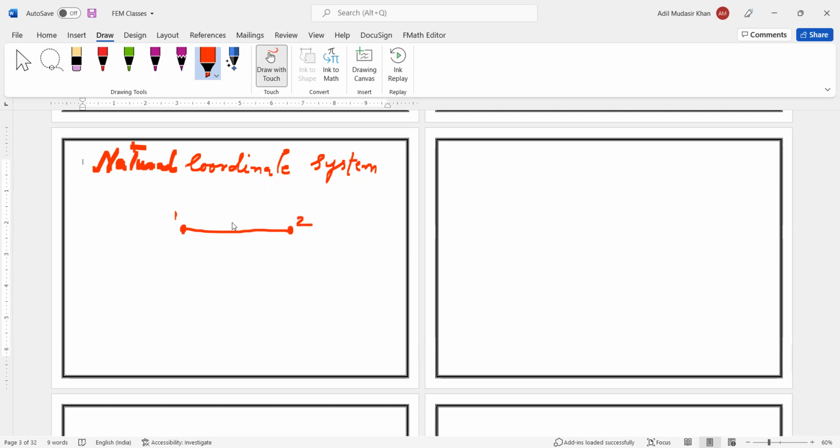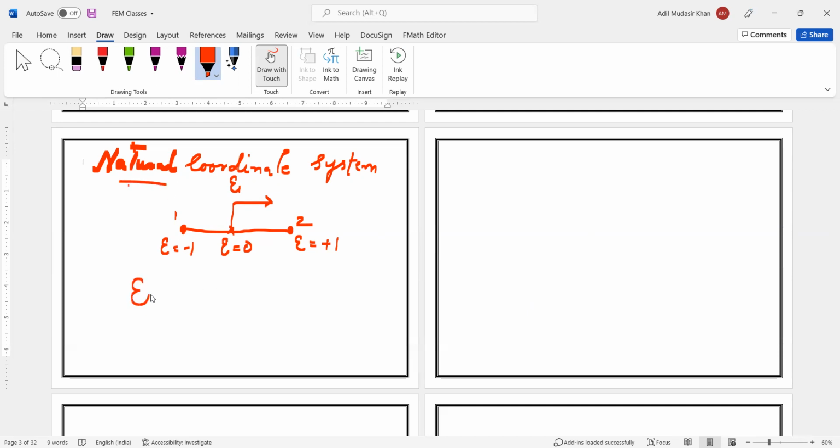Now we define a coordinate system where the origin of the coordinate system lies at the center. We define it by zeta. So here at the center zeta is equal to 0, here at the left hand zeta is equal to -1, and here zeta is equal to +1. We define the natural coordinate system whose value ranges from -1 to 1 passing through 0. Initially we were talking about the x coordinate system, that's the global coordinate system. Now we are talking about the natural coordinate system whose value ranges from -1 to 1.